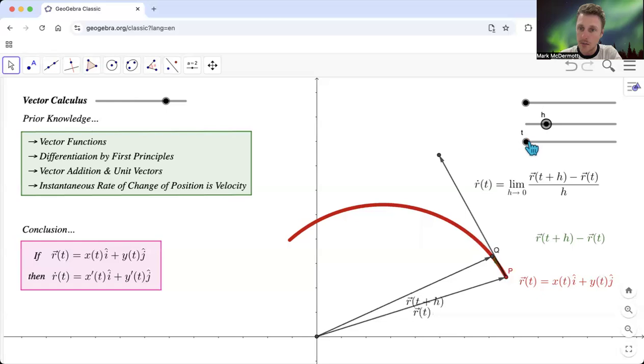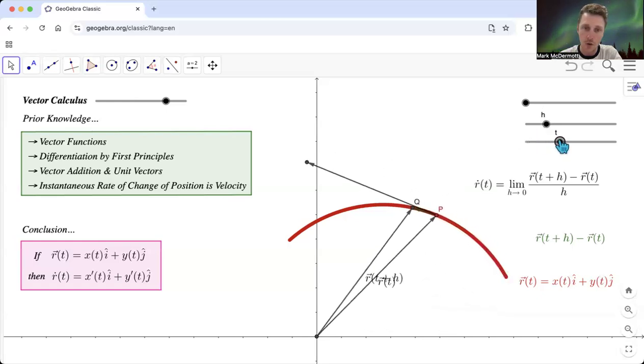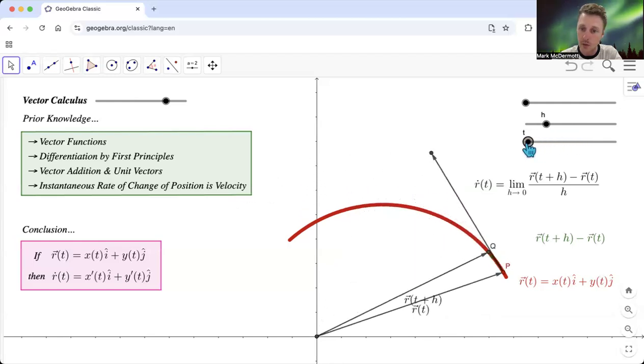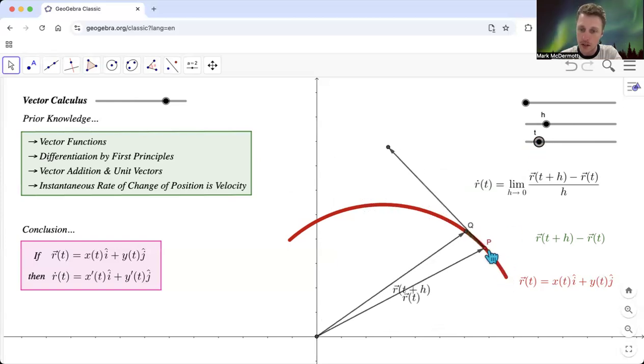So this point P, as it moves, you'll notice as time passes, that vector is always tangent to the point P because that's the direction that P is moving at each time. So when P is here, the overall direction it's moving is in the direction of this vector here. And that's made up of the two component vectors in the y direction and the x direction. So let me show you those vectors. They're going to look like this.